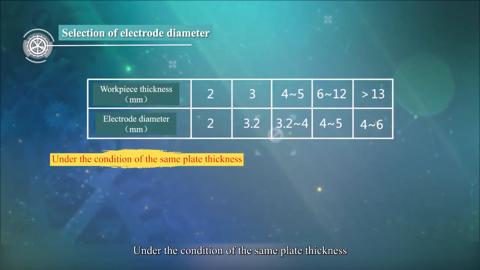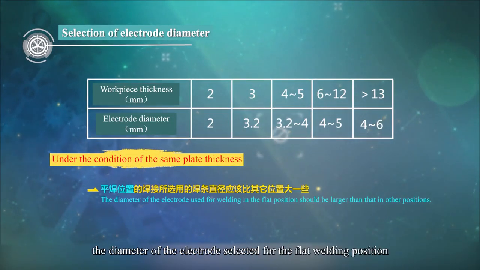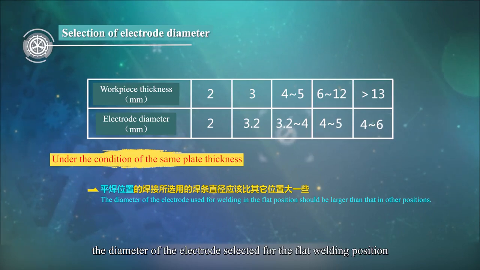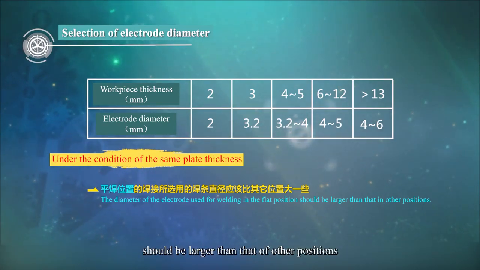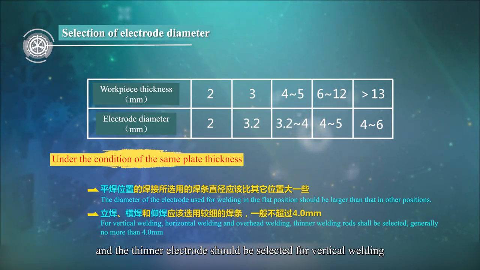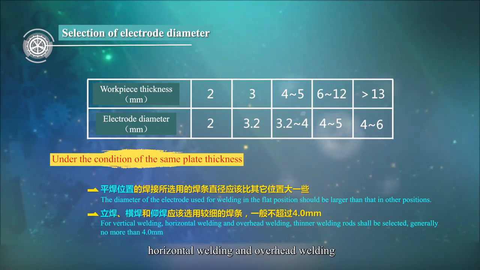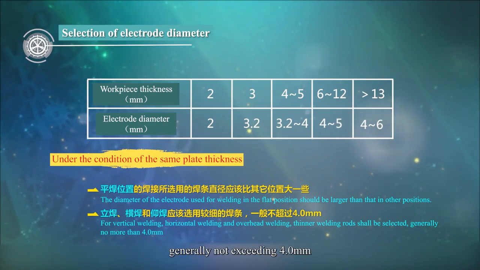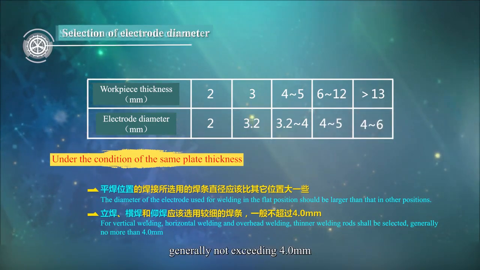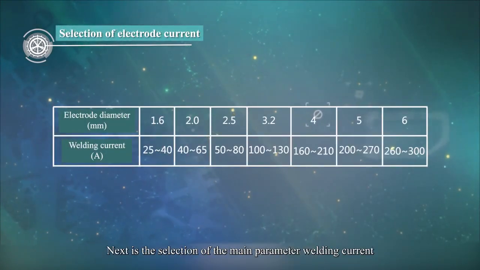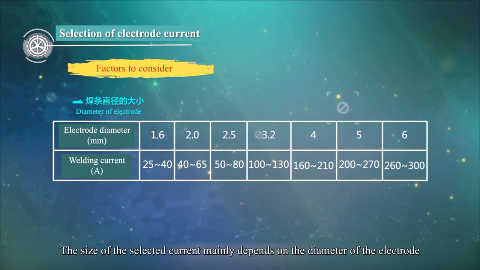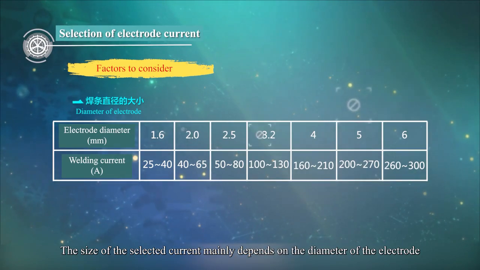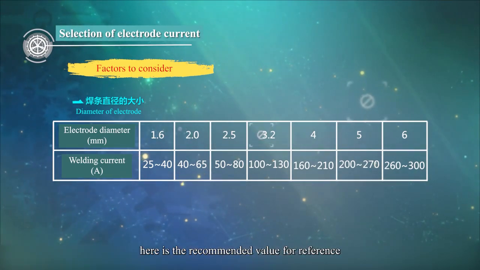Under the condition of the same plate thickness, the diameter of the electrode for the flat welding position should be larger than that of the other positions, and a thinner electrode should be selected for vertical welding, horizontal welding, and overhead welding, generally not exceeding 4 mm. Next is the main parameter, the selection of welding current. The size of the selected current mainly depends on the diameter of the electrode. Here is the recommended value for reference.